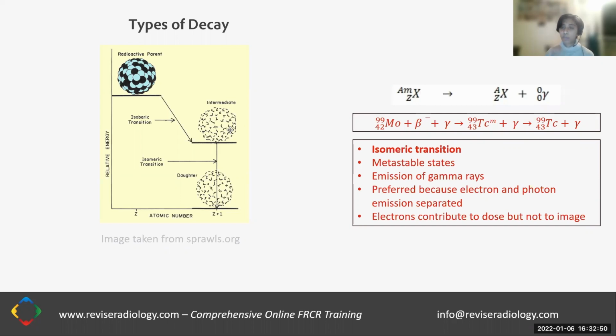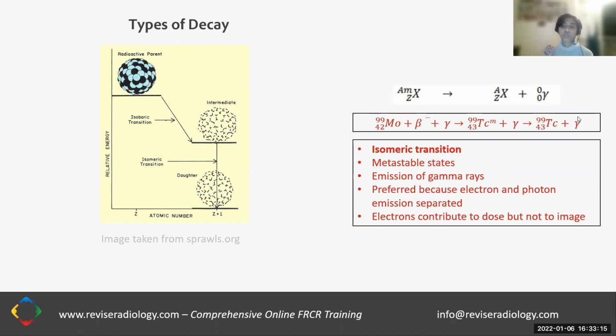And the famous example is molybdenum, which gets converted to technetium with the emission of beta minus and gamma. And then you have technetium in the metastable state. And technetium in the metastable state is going to emit a gamma photon and go to technetium not in the metastable state. I'm sorry, that equation should not have a plus gamma right at the end there.